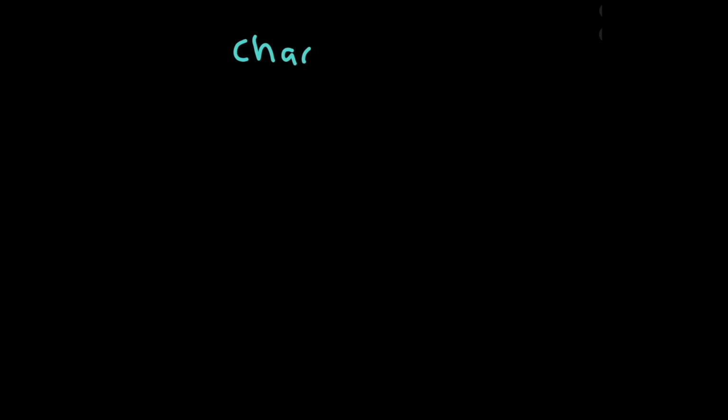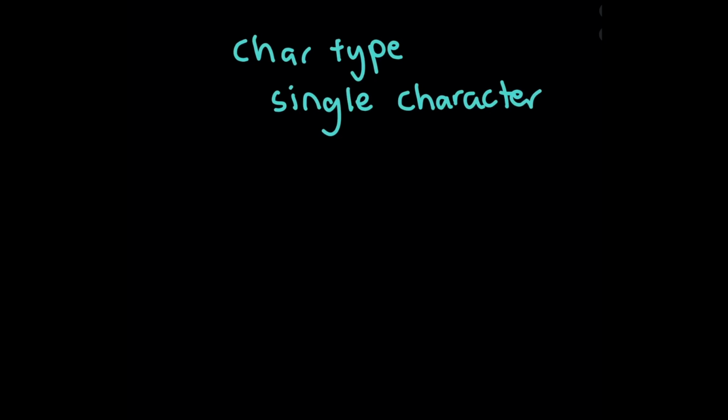Let's go over the char type now. Characters represent a single character or letter. In Java, we declare a character using char before the variable name. We also use single quotes to identify a character. For example, it would be like char letter = 'A', which is in single quotes, with a semicolon after.